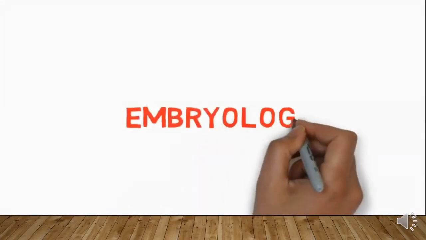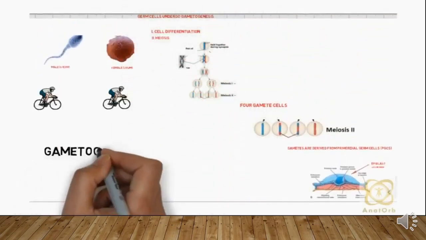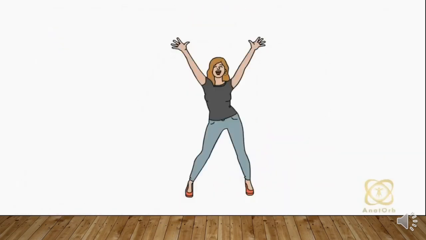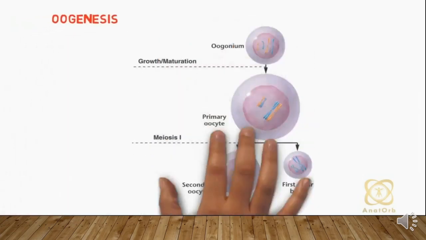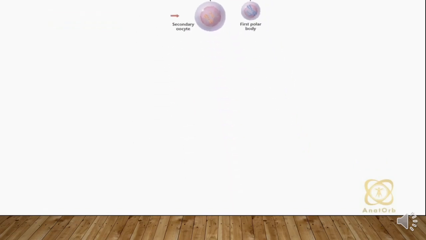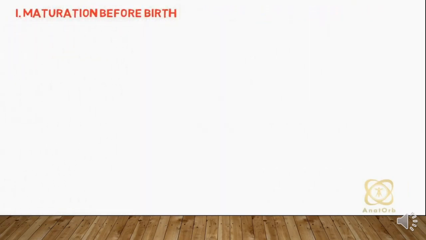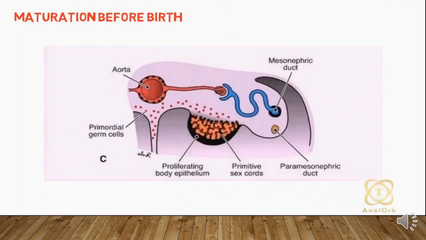Hi guys, welcome back to Embryology with Anatob. In our last lesson, we discussed gametogenesis. Well, in today's lesson, we will be discussing oogenesis. Oogenesis is a process whereby oogonia differentiate into mature oocytes. Maturation of oocytes can be divided into 2 stages: maturation before birth and maturation at puberty. Let's begin with maturation before birth.